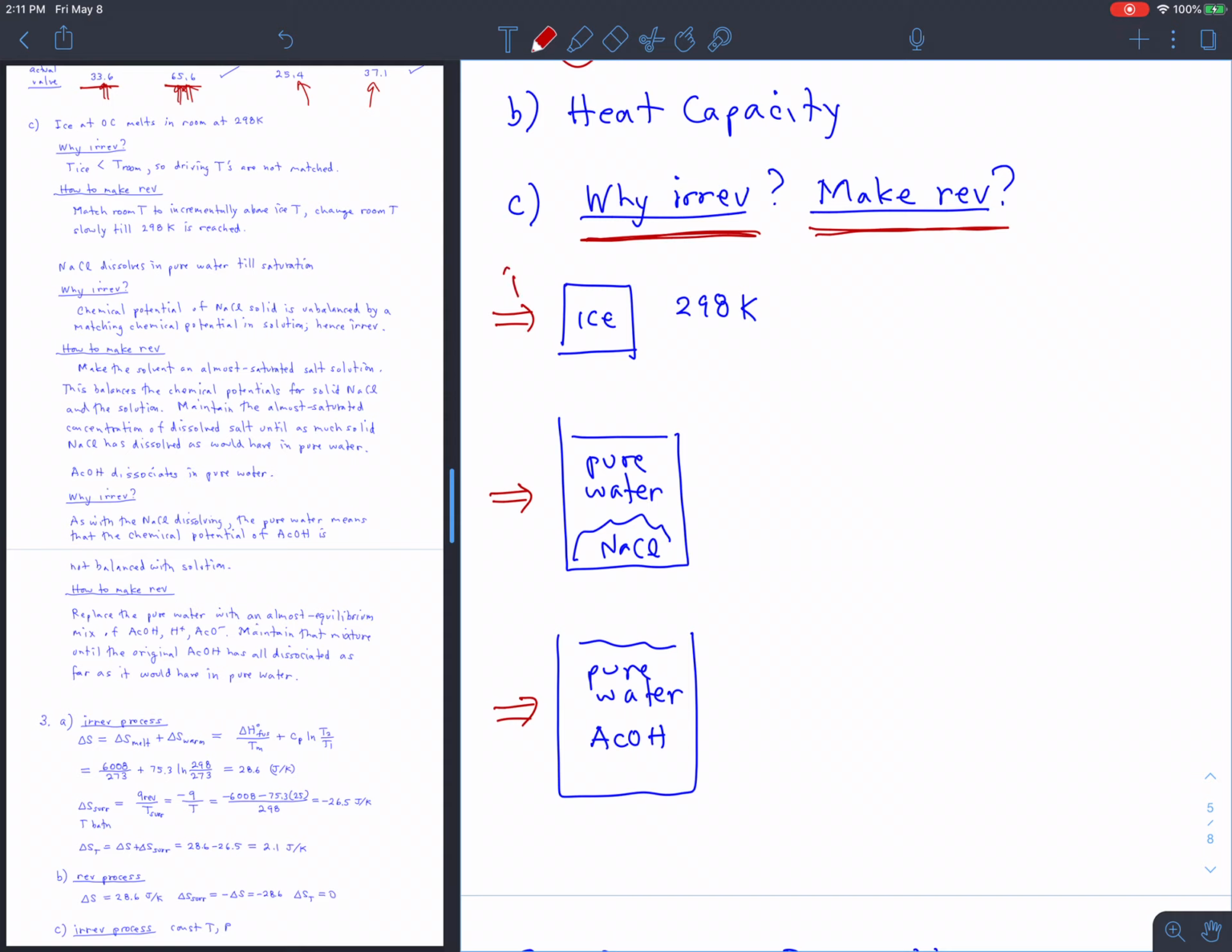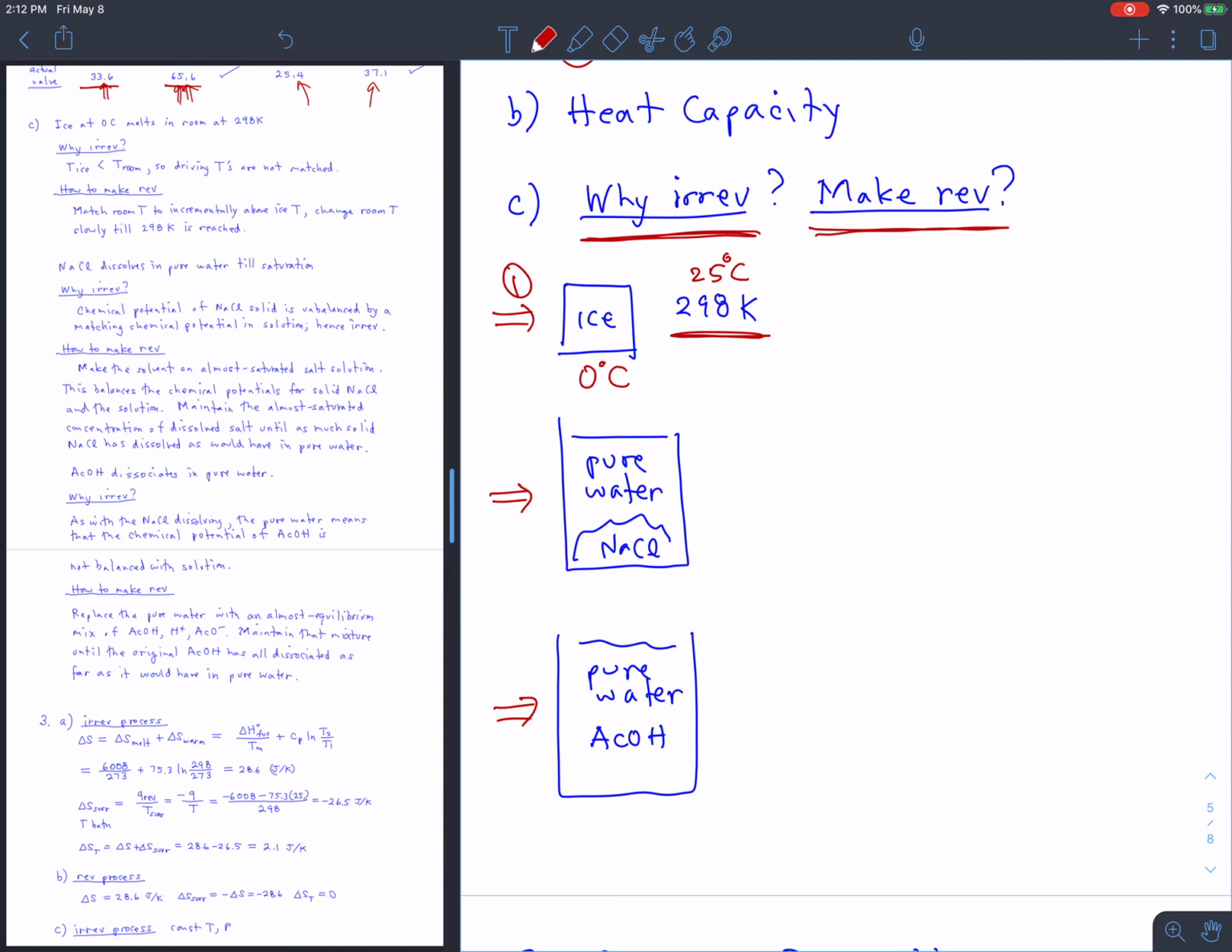So for the first case, the process is the melting of ice in a room that's held at constant temperature of 298 K. So the ice is at 0 degrees C. The room is at 298 K, 25 degrees C. And so obviously it's irreversible because the temperatures are not balanced.